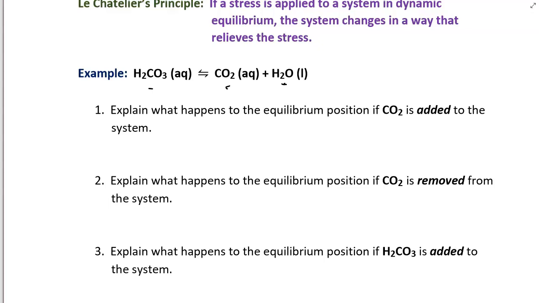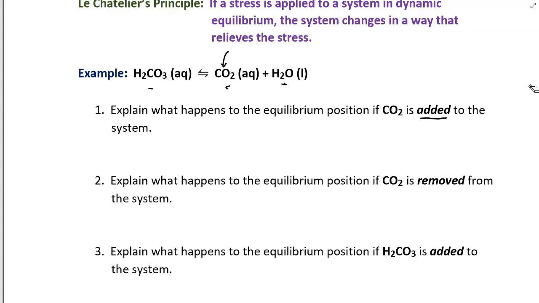Now let's have something change. What will happen to the equilibrium position if CO2 is added to the system? If there's more of this substance suddenly introduced into the container holding this mixture. Le Chatelier's principle says that the system will respond in a way that relieves that stress, in a way that overcomes that addition of CO2.